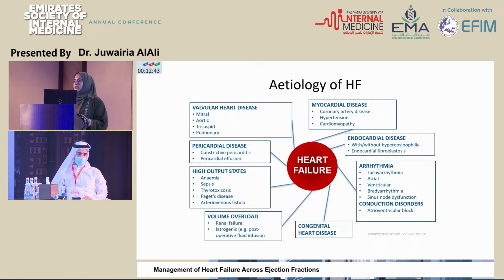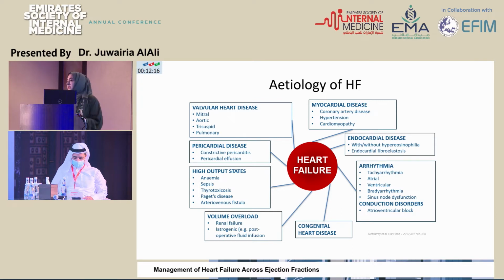It's always important to look for the etiology of heart failure when you have someone with de novo heart failure. And at the top of the screen, as it should be the top of your diagnosis, is myocardial disease. So you need to look for coronary artery disease, hypertension, and cardiomyopathies. But then rule out all the other etiologies as well. So you have valvular heart disease and pericardial disease, which can be easily diagnosed by echo.